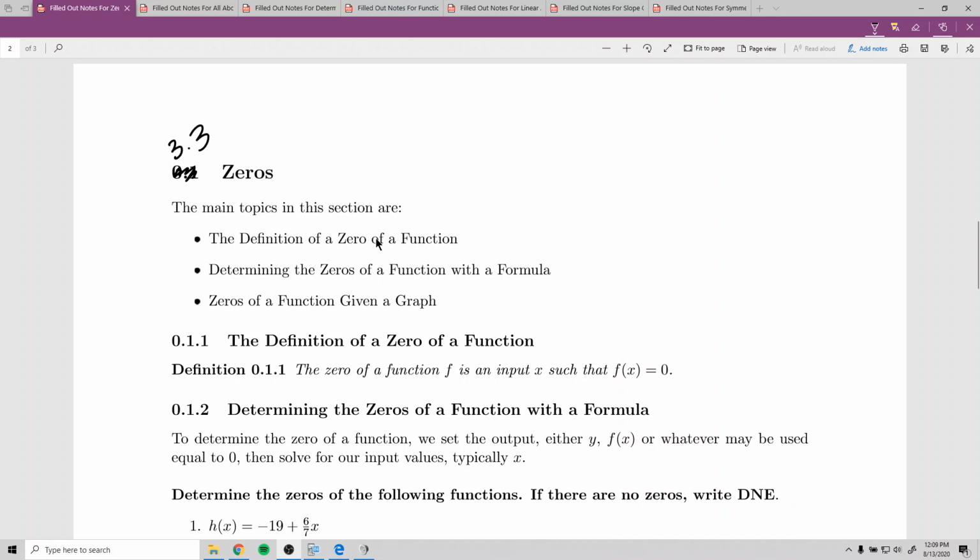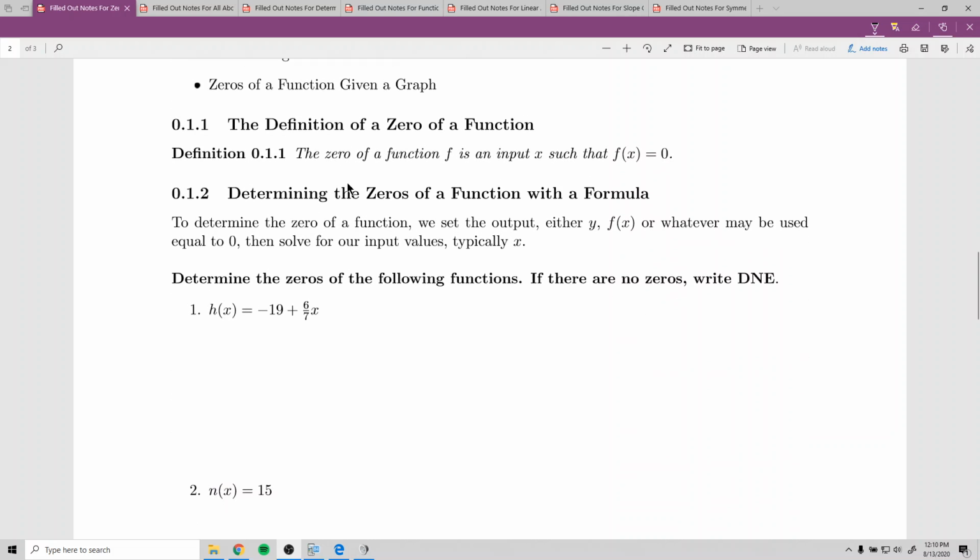This video will be on section 3.3, which is on zeros. We'll start with the definition of a zero of a function. Then we'll look at determining the zero of a function with a formula. Like most questions, there will be a formula. But we can also look at the zero of a function given a graph, and it has a special name when we're talking about the graph.